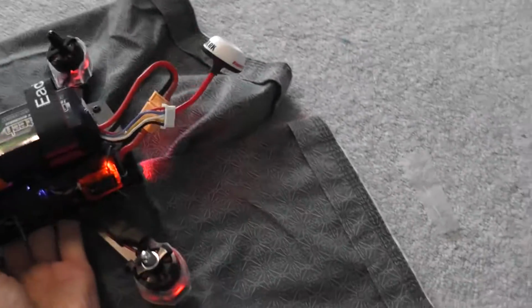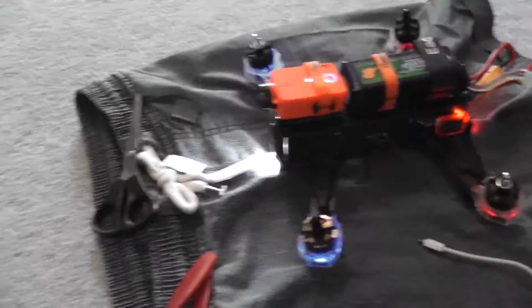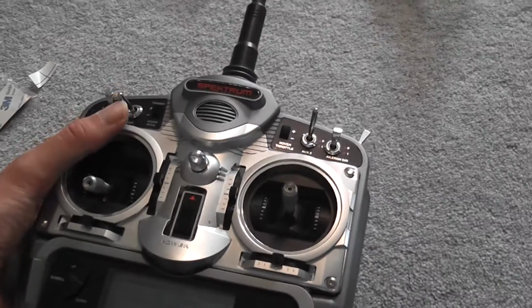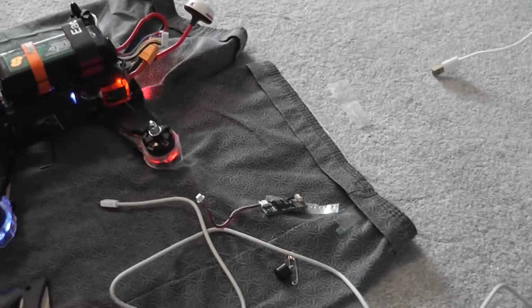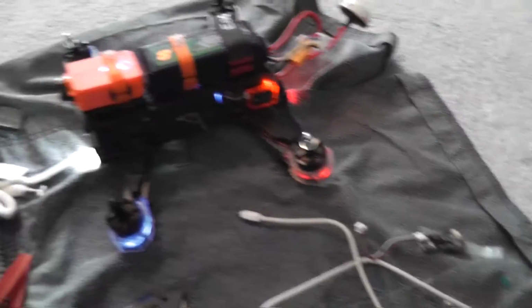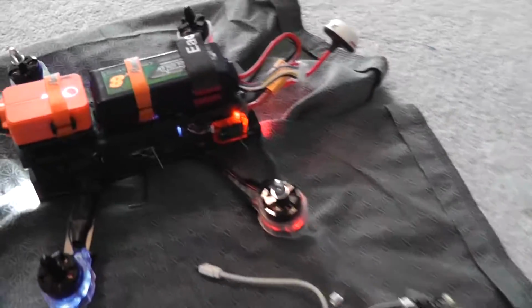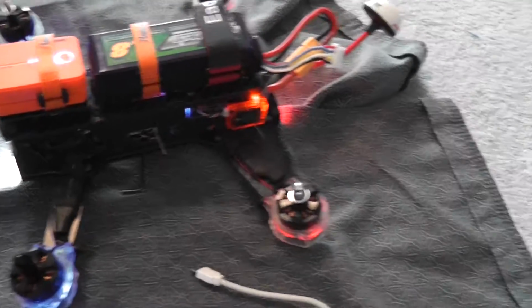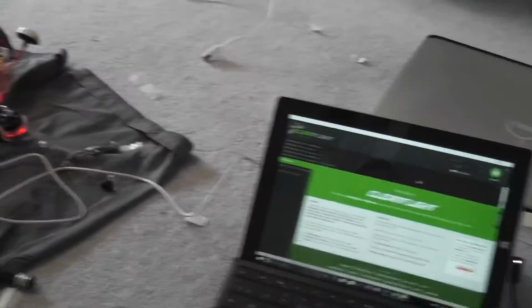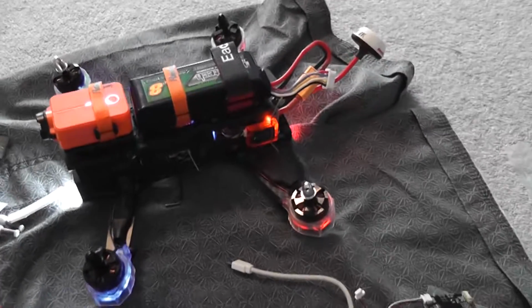Yeah, I've got a buzzer set up on the controller, so lost alarm, and also in CleanFlight I've set up the low voltage alarm on it as well. So yeah, it's not bad for the price of it. The run cam on there as well. Yeah, I'll go out and give it a fly.